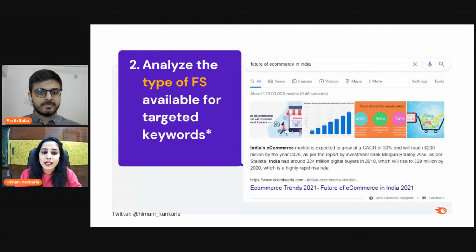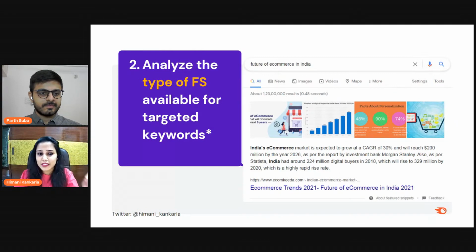Now, the next step is to analyze the type of featured snippet. There are multiple types of featured snippets available: paragraph, listicles, video, carousels. So you have to see whether your queries are returning a paragraph featured snippet, a listicle, a video, or a carousel. You have to identify that. That makes your planning stronger.